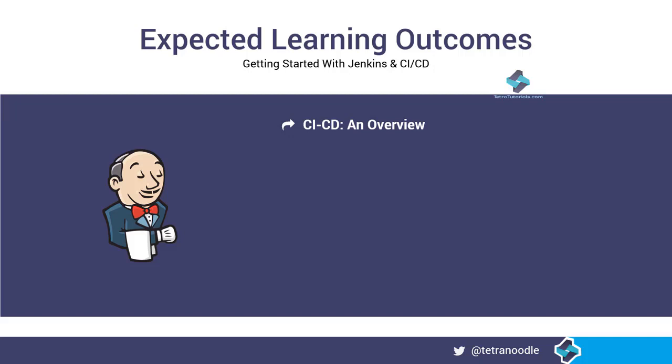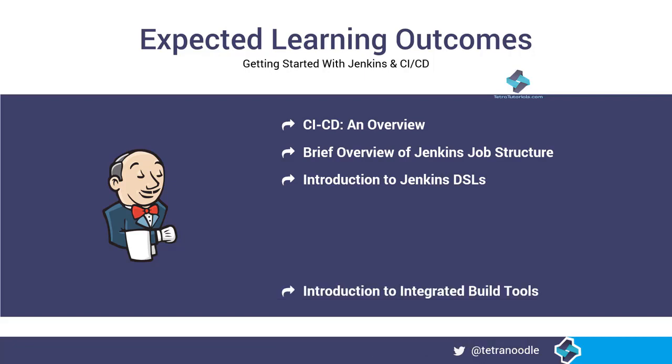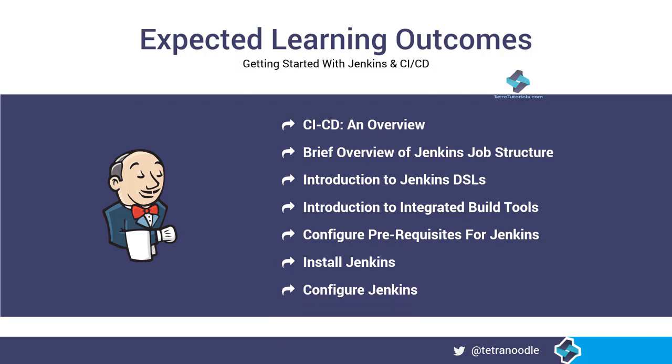Let's see what you will learn in this module. We'll kick things off with a brief overview of the continuous integration, continuous delivery strategy that form the foundation for DevOps. Next, you'll learn about the high-level structure of a Jenkins job, outlining the lifecycle of job and the components used to accomplish each stage of the job. Next, you'll learn how to configure the prerequisites required for Jenkins. Once the prerequisites are in place, you'll learn how to install Jenkins. And finally, you'll learn how to configure Jenkins and customize it via the web UI. Let's begin.